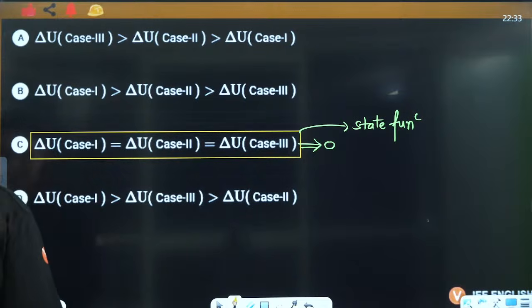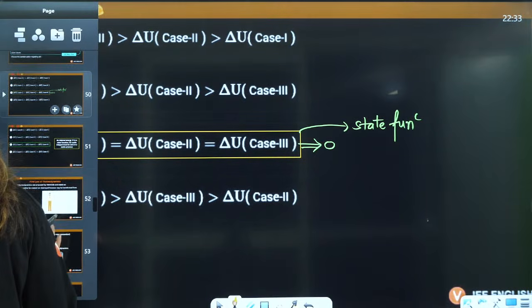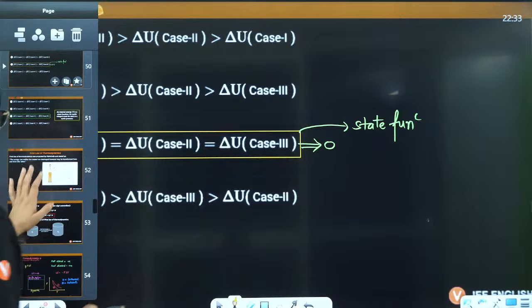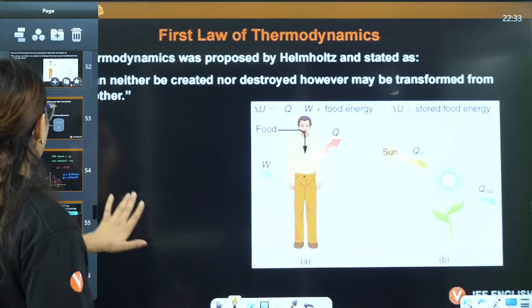Okay, yes, very good. Okay, yes. Now let's see first law of thermodynamics, right?